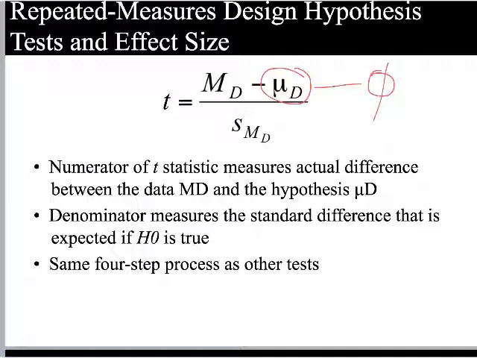So that's what the denominator is measuring, basically this standard difference that would be expected. If the null were true and there was no effect, what kind of difference will we expect to see down there? Right, and this being noise, statistical noise. So we follow that same 4-step process as the other tests, and then if we do find a statistically significant effect, we can calculate the effect size.